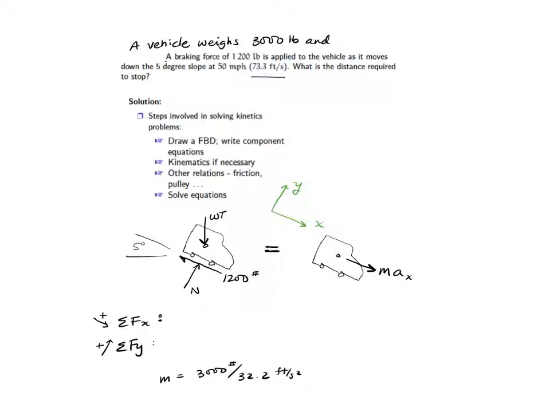The steps here are we're going to draw our free body diagram, our FBD KD. We're going to then choose equations of equilibrium to apply. And if necessary, we're going to use kinematics. And then we're going to look to solve our equations.